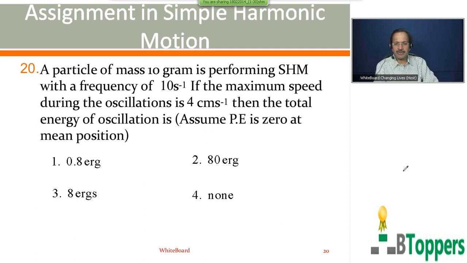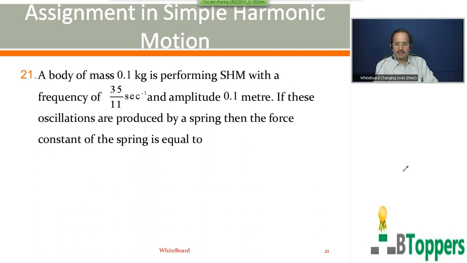So next I am going to show you the next question on screen. Look at the question number 21. I am going to read the question number 21 now. A body of mass 0.1 kg, performing simple harmonic motion with a frequency of 35 by 11 per second, and amplitude 0.1 meter. If these oscillations are produced by a spring, then the force constant of spring is equal to.